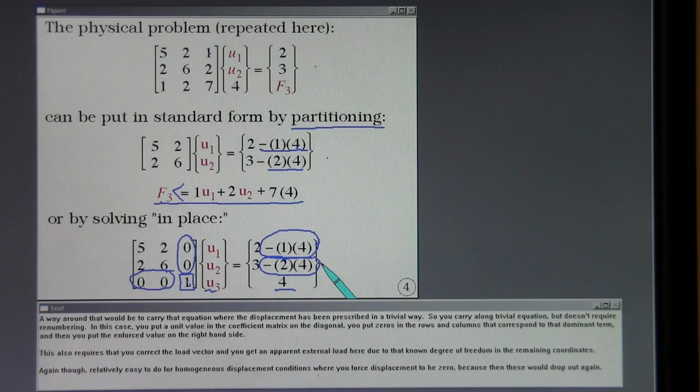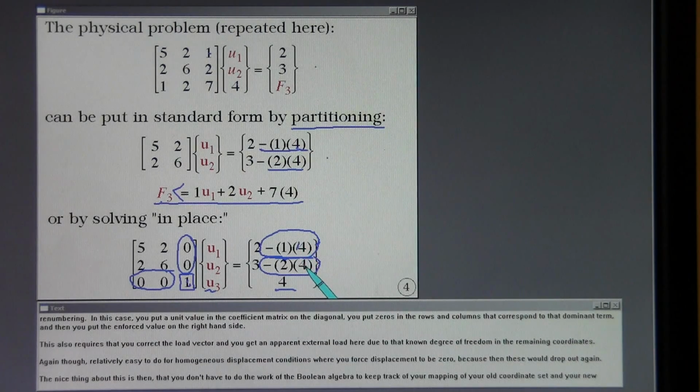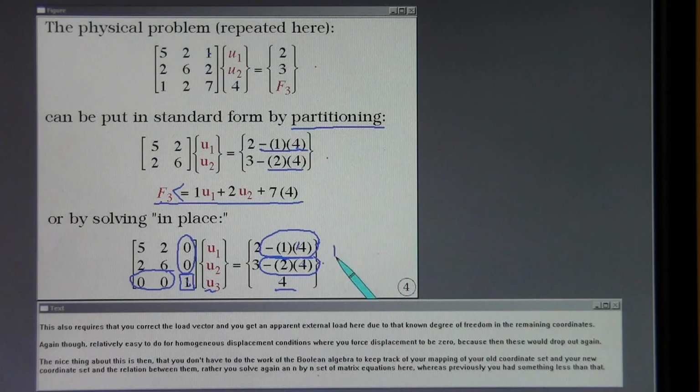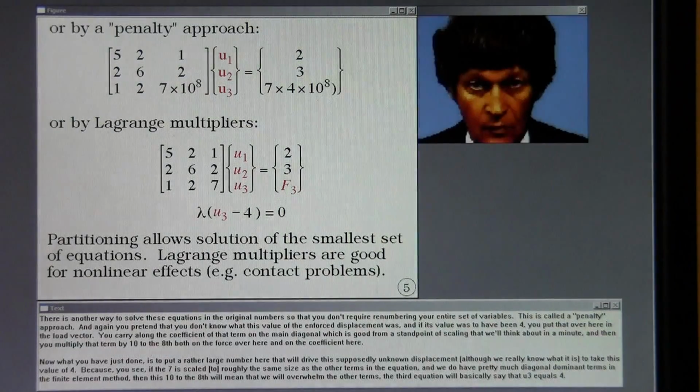Again, though, it's relatively easy to do for homogeneous displacement conditions where you force displacement to be zero, because then these would drop out again. The nice thing about this is that you don't have to do the work of the Boolean algebra to keep track of your mapping of your old coordinate set and your new coordinate set and the relation between them. Rather, you solve again an n by n set of matrix equations here, whereas previously you had something less than that.